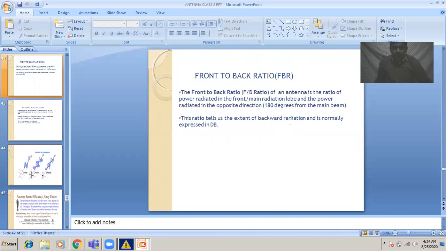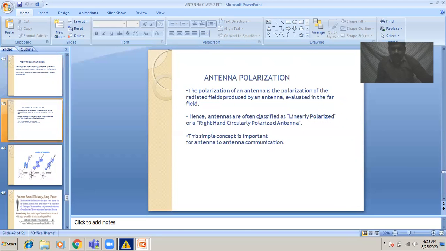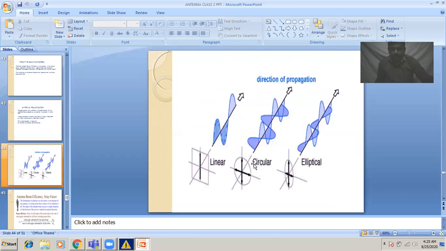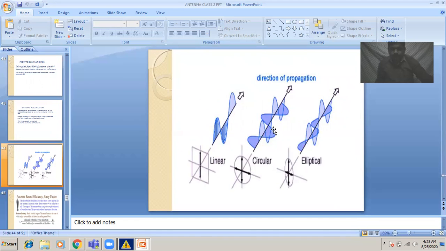Front to back ratio is nothing but the ratio of radiated power in the front direction to the back direction of the antenna. That means the front power radiation divided by the back power radiation. It is also represented in decibels. Antenna polarization: generally the types of polarization are linear, circular and elliptical.